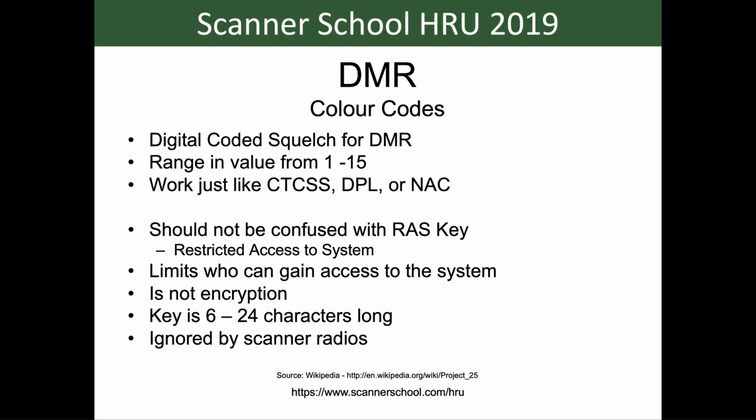So with DMR, we have what are called color codes. And that's not a misspelling of the word color. That's the European standard, right? So just like PL or DPL for analog, you have color codes, with values 1 through 15. And don't confuse a color code with a RAS key, or restricted access system key. A RAS key is what you need if you're on a commercial network and have a radio that wants to transmit on the network. It's the authentication that lets you use that repeater. When it comes to scanning, there's no need for a RAS key because we're just receiving. There's no authentication. There's nothing going on. People sometimes mistake RAS keys for encryption. It is not encryption. It's just an authentication method to get on the system. So again, since we don't have to worry about it, that value is ignored by scanner radios. But just for your information, it's 6 to 24 characters long, using the 26 letters of the alphabet plus the digits 0 through 9.